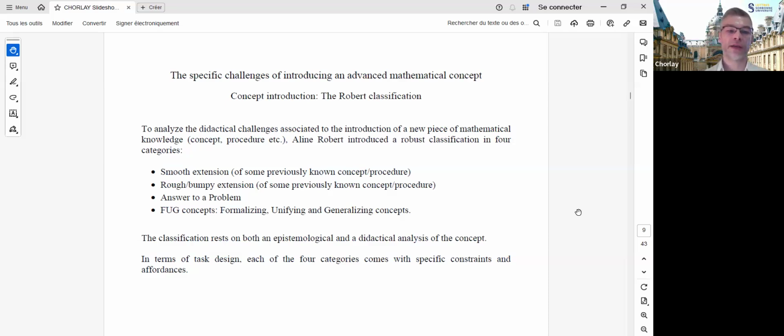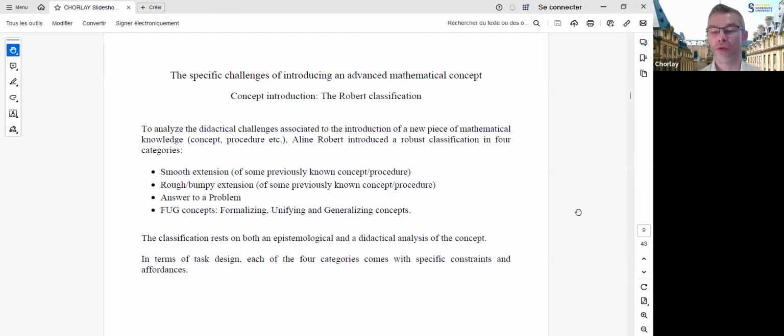So to analyze the didactical challenges associated with the introduction of a new piece of mathematical knowledge, be it a concept or procedure or whatever, Aline Robert introduced a classification in 4 categories. So smooth extensions, it's my free translations from the French original, bumpy extension, answer to a problem, and formalizing, unifying and generalizing concepts. So smooth extension, you knew something before, the new item of knowledge is basically the same.